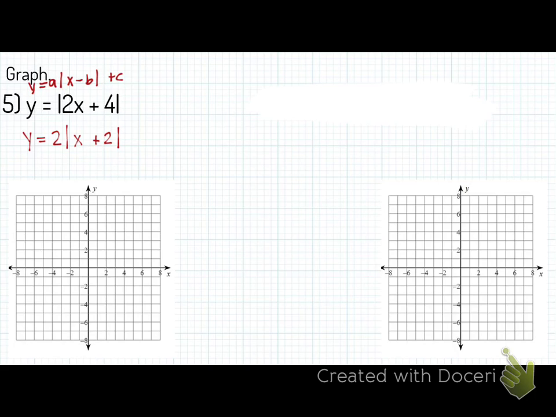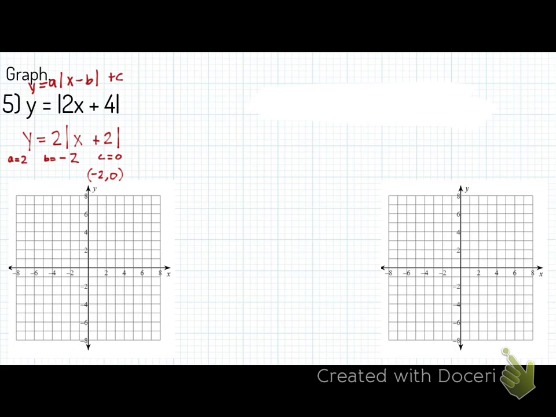Go. Okay, so up here, that was the hardest part of this problem, to factor out the 2, okay? But now that we have a standard form, what's our A, everyone? 2. A is equal to 2. B? Negative 2. C? 0. Good, so that means our vertex is at negative 2, 0.